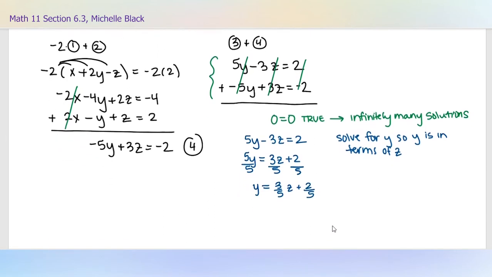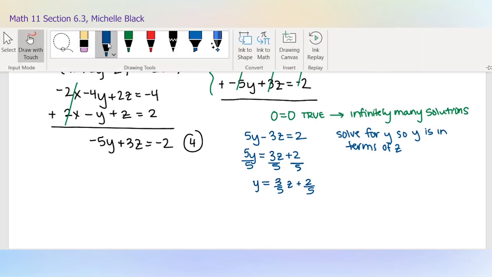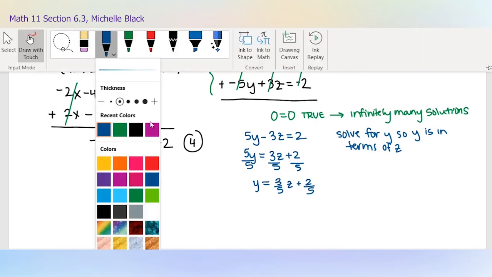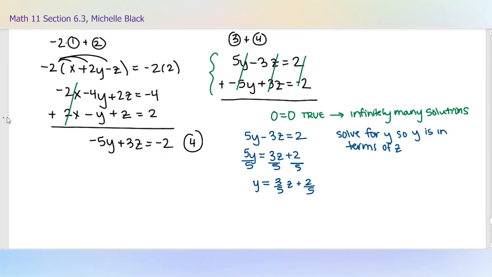So if I already had my solution, which we're not there yet, but just to give you a heads up of what's coming. For our solution, we're going to have an ordered triple. We're going to have an x, a y, and a z. I'm solving for everything in terms of z, so my z coordinate is just going to be itself, z. And I just found my y coordinate in terms of z. Now I want to find my x coordinate in terms of z.